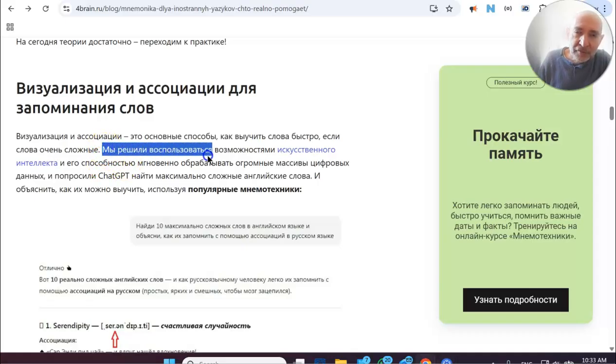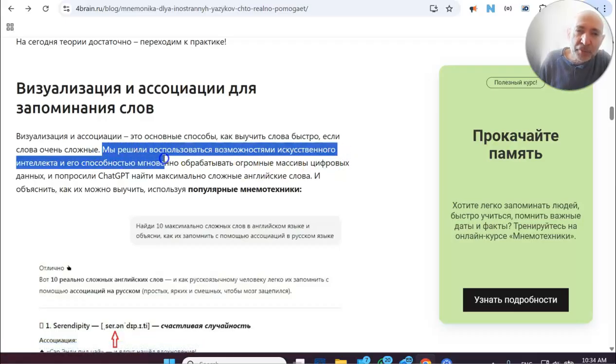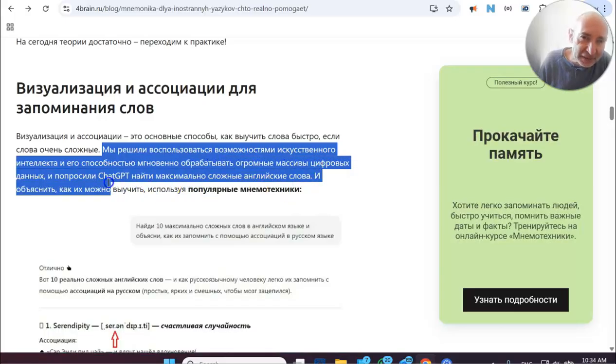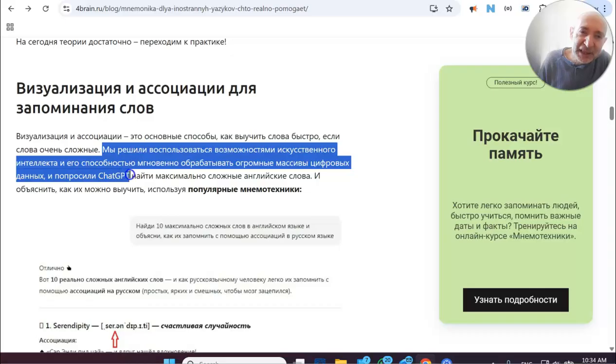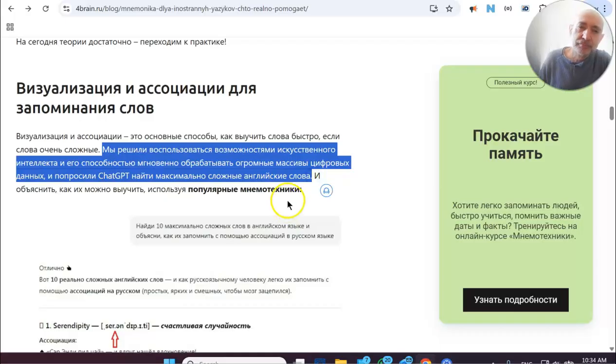Мы решили воспользоваться возможностями искусственного интеллекта и его способностью мгновенно обрабатывать огромные массивы цифровых данных и попросили чат GPT найти максимально сложные английские слова. Let's go over the vocabulary. Воспользоваться means to use, or, even more precise, to take advantage of.